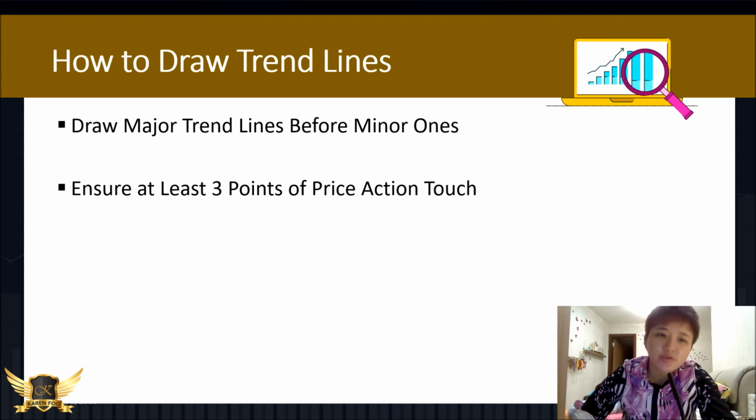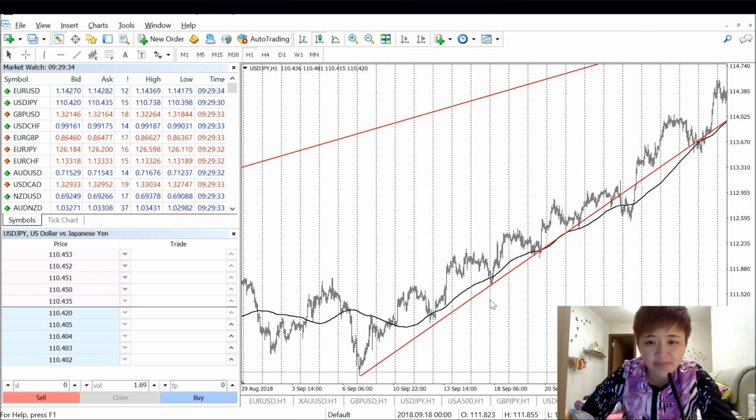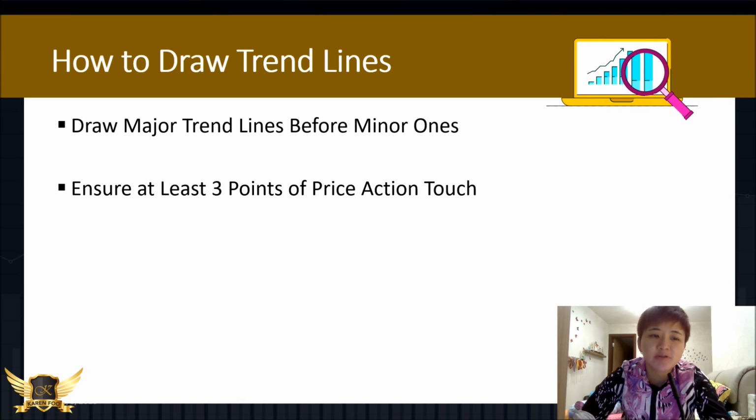And then the third thing is that you need to ensure that at least 3 points touch the trend line. For example, 1, 2, 3. At least have to be at least 3 points. Now realize that is the same thing as support resistance. For a support resistance to be considered strong, it has to test the line at least 3 times.